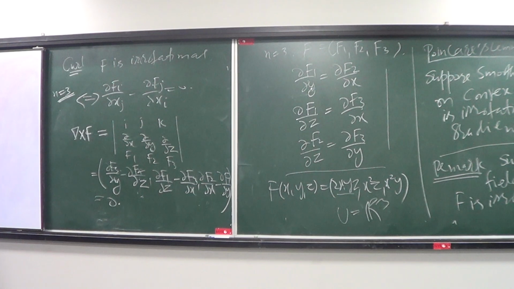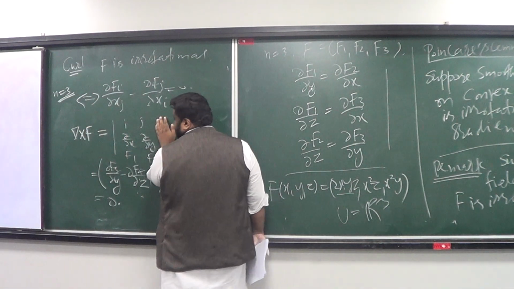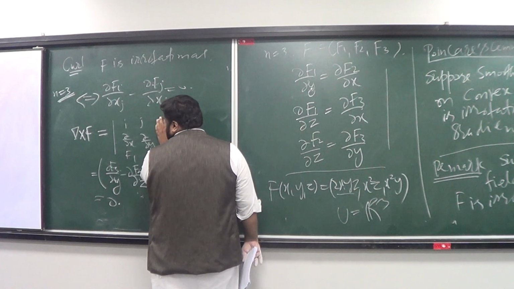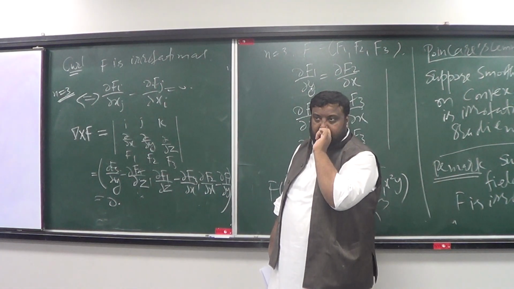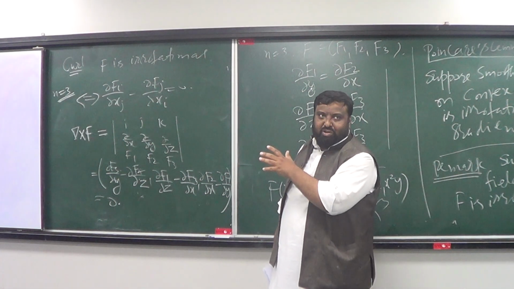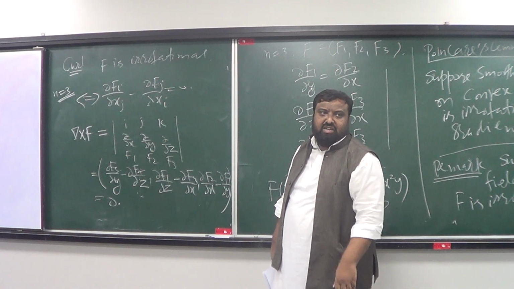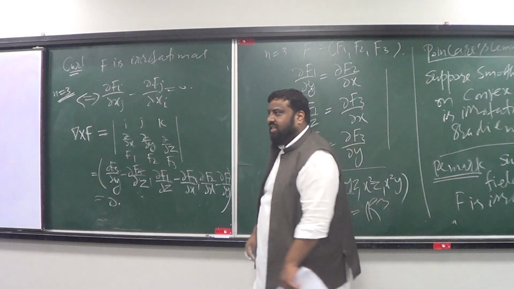Can I define curl in 2 dimensions? Think about it. What would be the meaning of curl in 2 dimensions? Imagine you have this 2 by 2 determinant. Can I compute it? No, sir. So curl in this form only makes sense in 3 dimensions. But if you want irrotationality, you have these conditions which can help you.